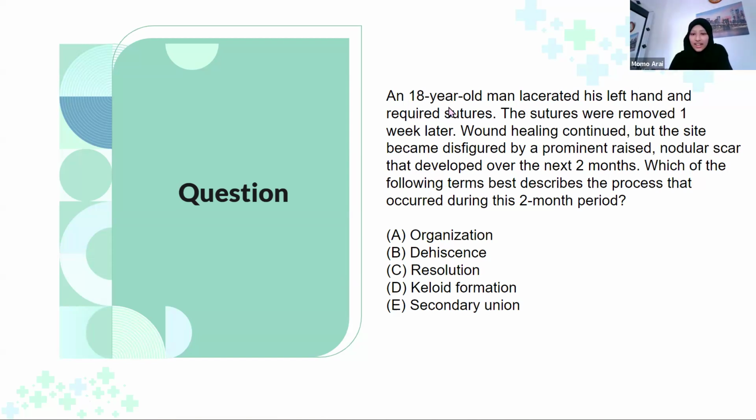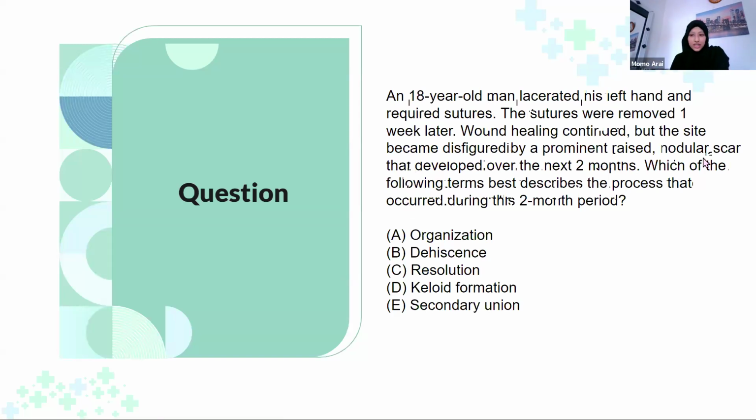I know someone said secondary union. It's fine, don't worry about it. Secondary union does happen, but it is a normal process. There wouldn't be an exaggerated scar. It would be a normal scar, even though it's a big wound, without a scar raised out of the wound. This is abnormal. Prominent, disfigured, a nodular scar outside of the wound shows keloid formation, which we just talked about.